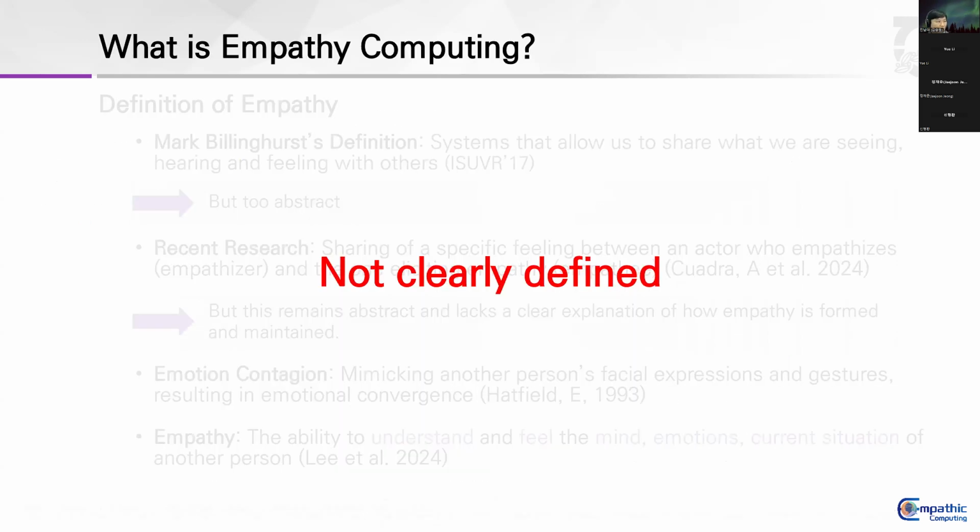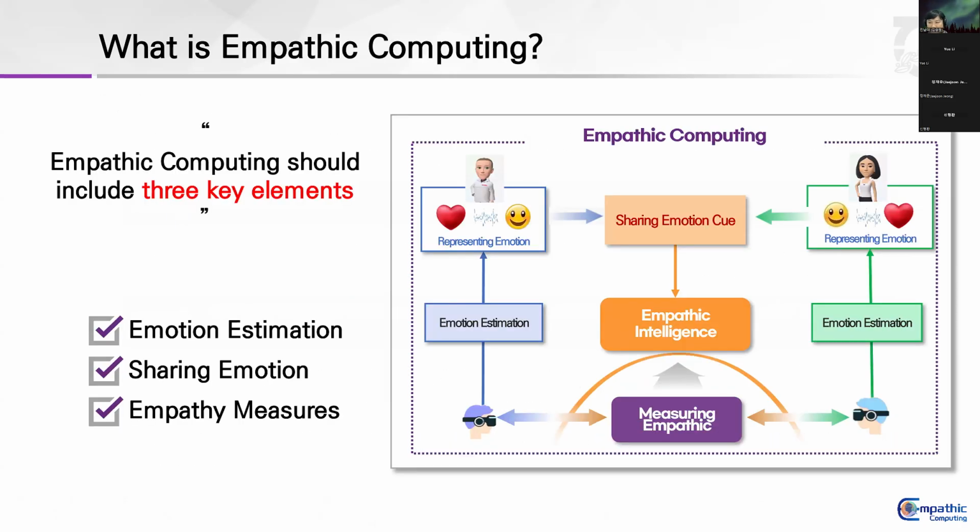Then my first question was, what is empathic computing? Actually, I do not know what empathic computing is. It's good for me because I can study it as future work. I cannot tell what empathic computing is, but I believe that there should be 3 factors. First is emotion estimation. The computer should know the user's emotion before handling it or transferring it to others. Second is sharing emotion. The computer should help a user share emotion with others. Additionally, the computer should be able to measure the empathy level.